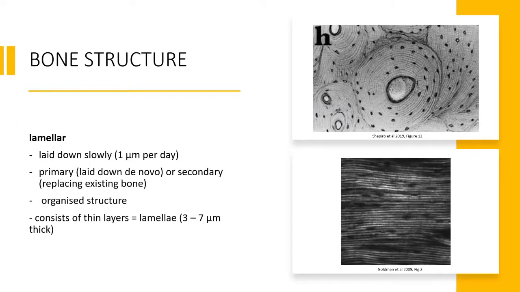Lamellar bone is laid down slowly, 1 micrometer per day. It can be primary, which is laid down de novo, or secondary, which replaces the existing bone. Lamellar bone has organized structure that consists of thin layers called lamellae, which are successively laid down and are approximately 3 to 7 micrometers thick.